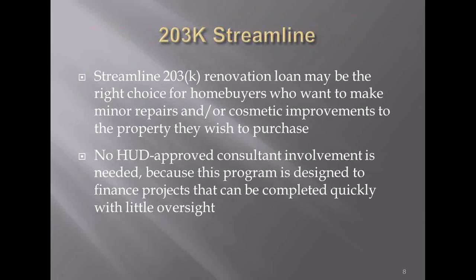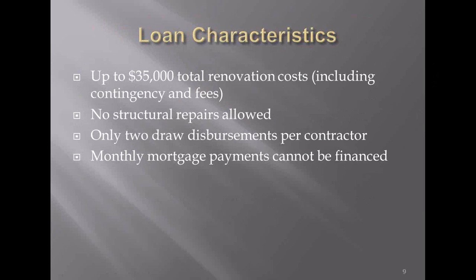Most people think that the streamline is easier than the full K, and really there's no difference with respect to the ease of closing. It's just designed for less complicated repairs. Some of the loan characteristics are up to $35,000 total renovation costs, including your contingency and fees. Your fees would include any inspections, things like that. The contingency can range on a streamline anywhere from 0 to 20%. If utilities are not on, it's an automatic 15 to 20%.